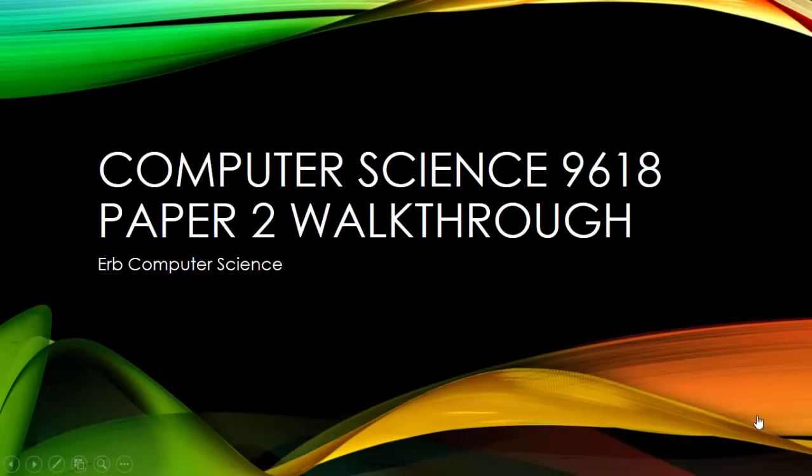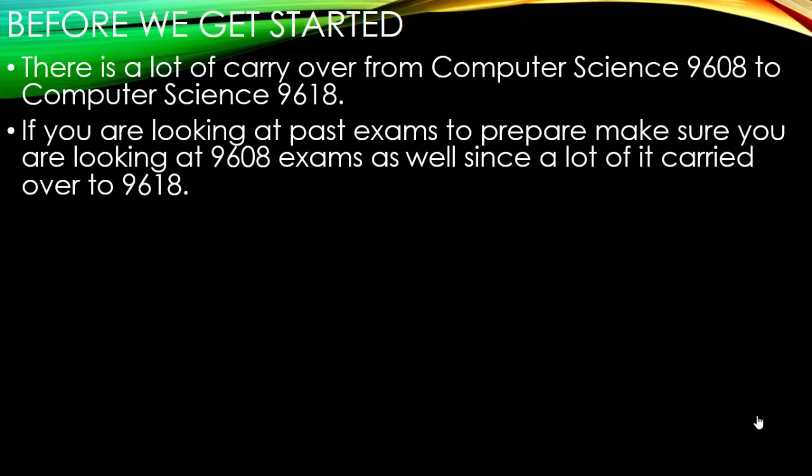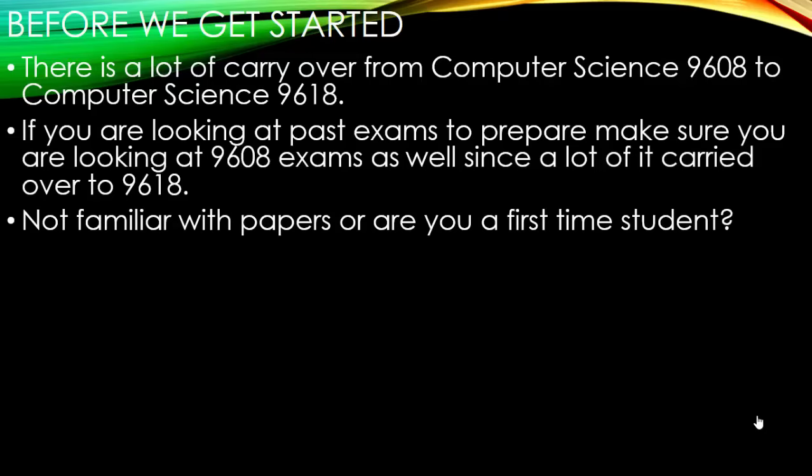In this video for Computer Science 9618, we're going to be focusing on the AS level, doing a Paper 2 exam walkthrough. Now, before we get started, there's a lot of carryover from Computer Science 9608 to Computer Science 9618. If you're looking at past exams to prepare, make sure you are looking at 9608 exams as well, since a lot of it carried over to 9618.